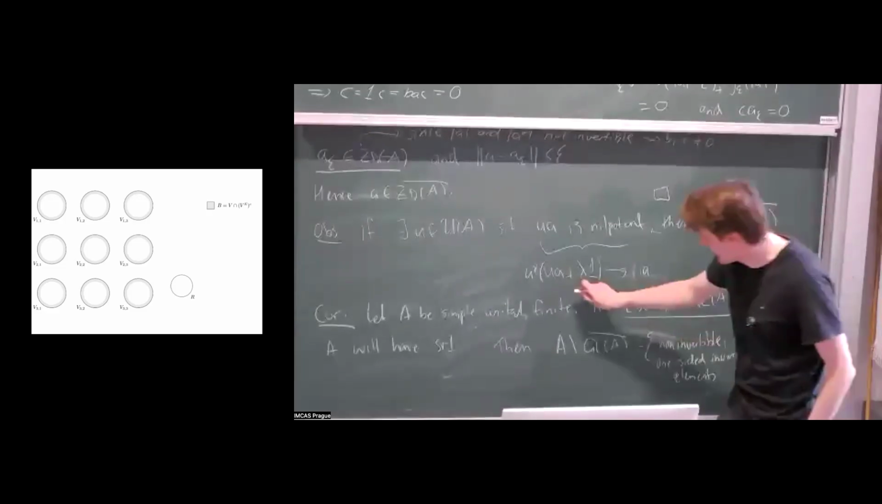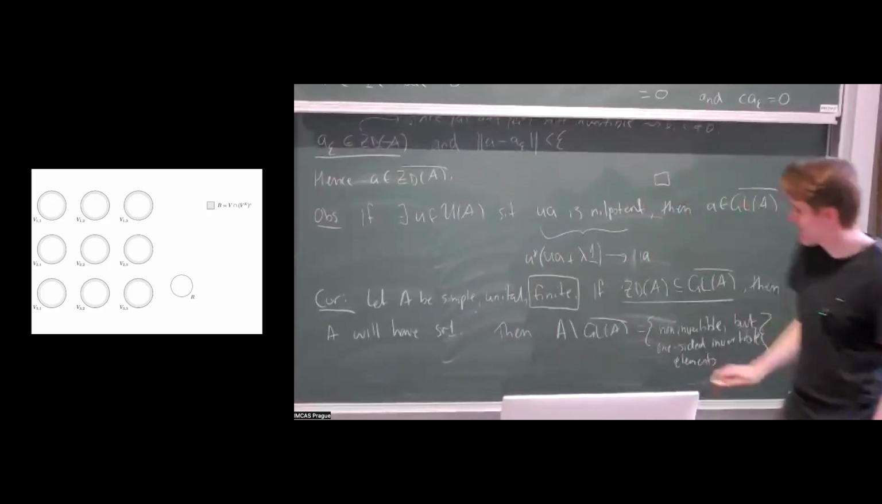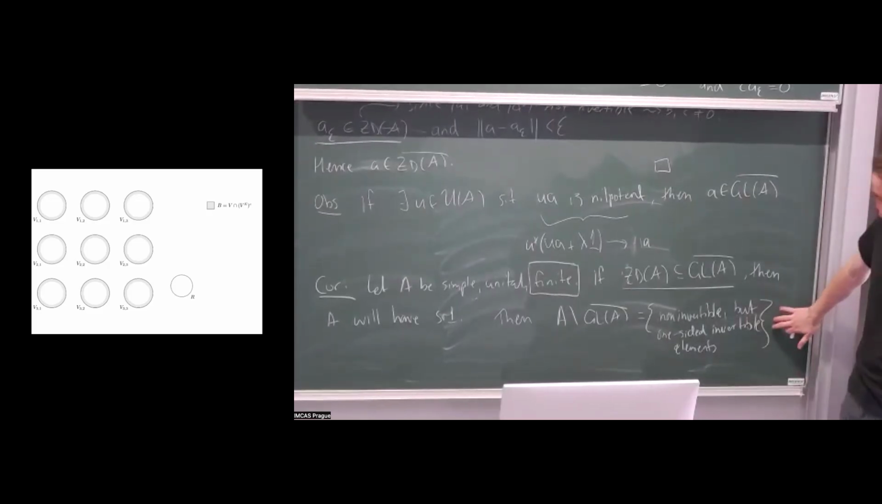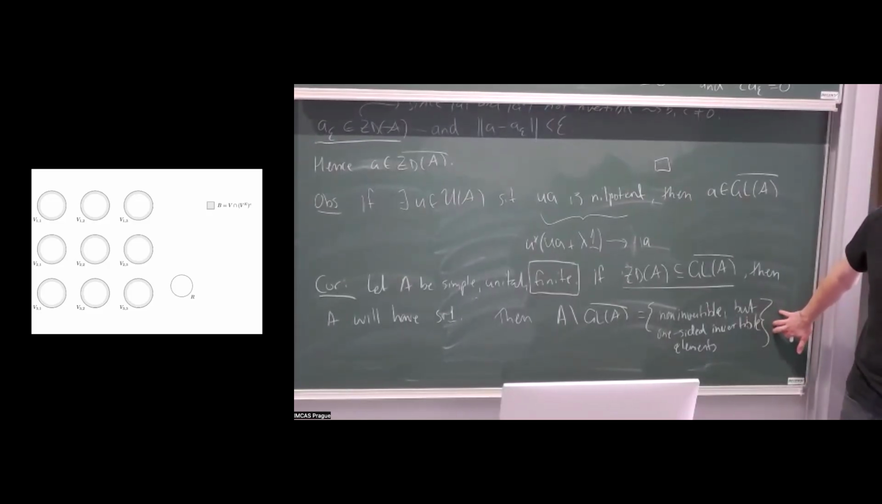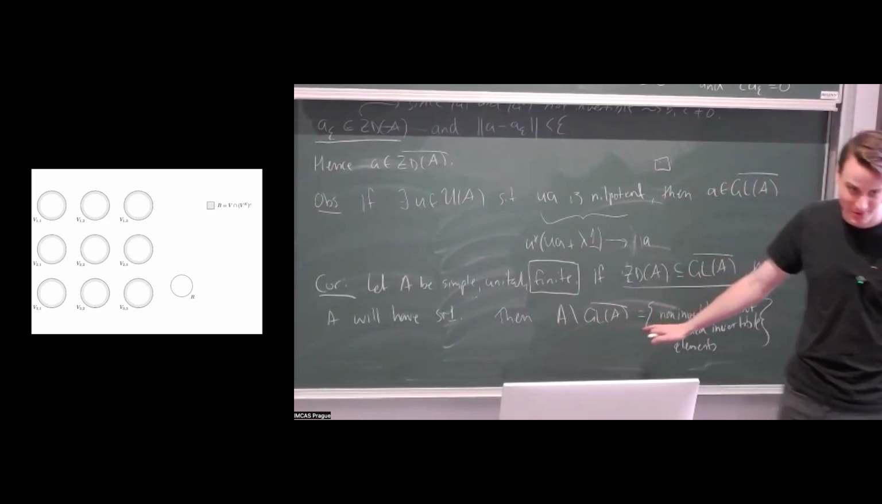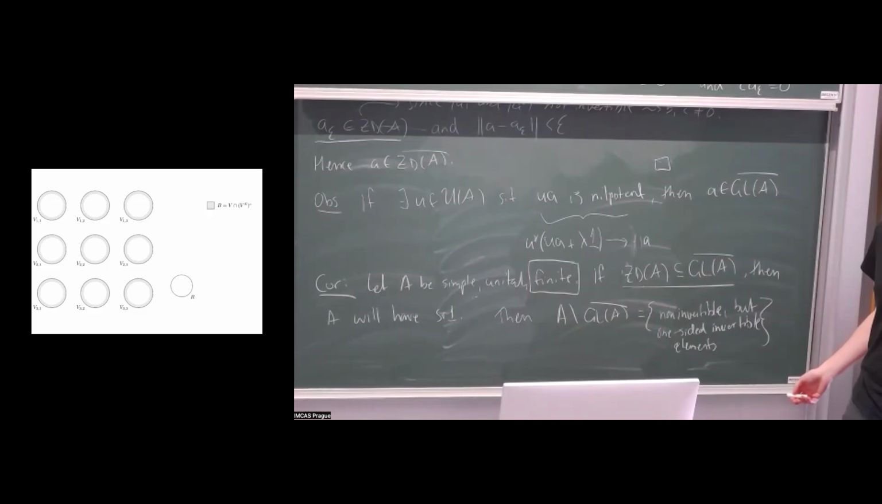And then the point is that this finiteness assumption finally comes into play because it tells us precisely that this set is empty. Okay, so in fact, A coincides with the closure of the set of invertibles, but that's exactly what it means to have stable rank 1.